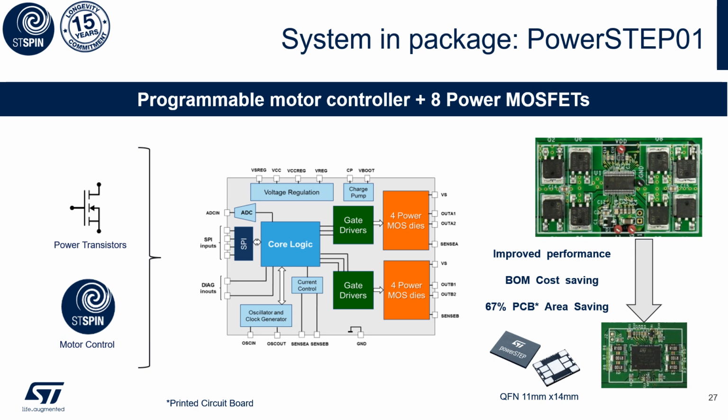This is the power step 1. It's a programmable motor driver. Here we combine advanced gate driver logic, a power management, signal conditioning, 2 full bridge gate drivers and 8 power MOSFET in one package. Due to this high level of integration, we can save up to 67% of space on the PCB compared to a discrete solution, have a lower BOM cost, and an improved power density.